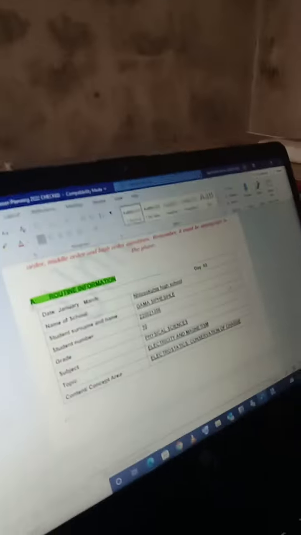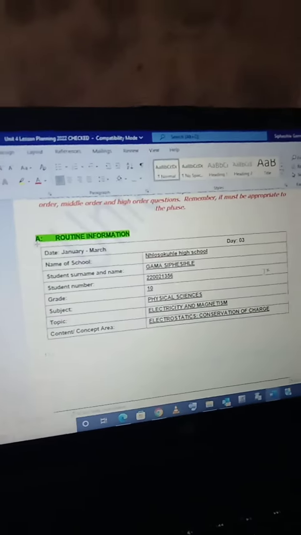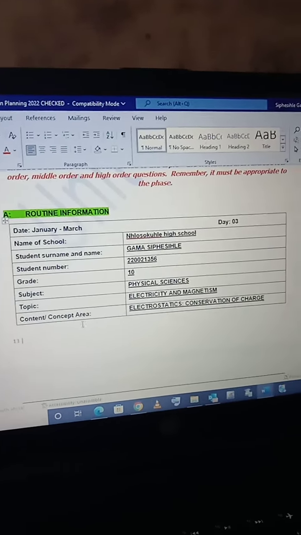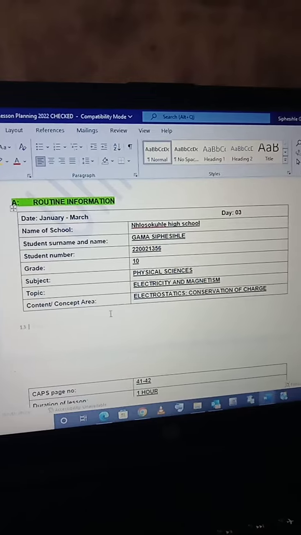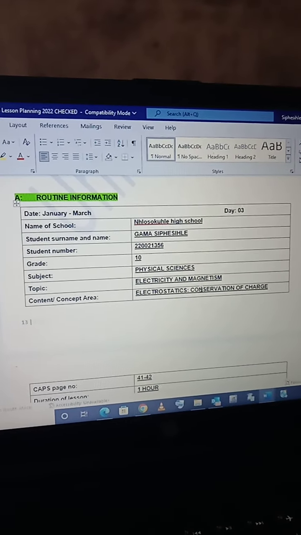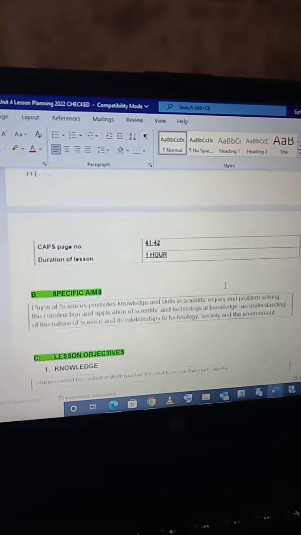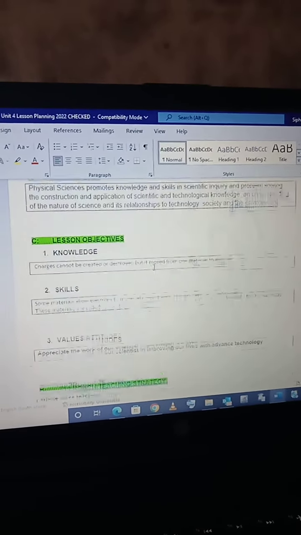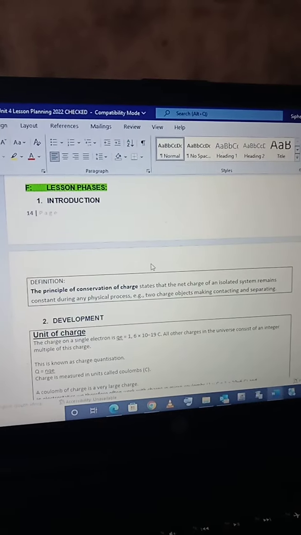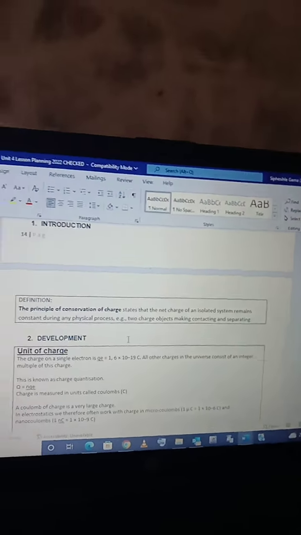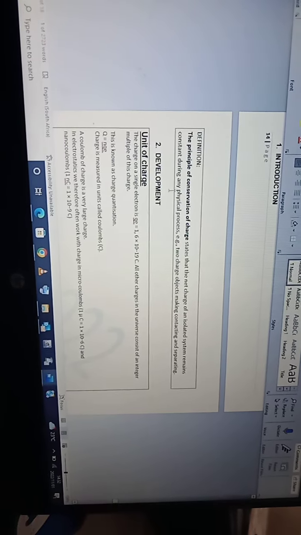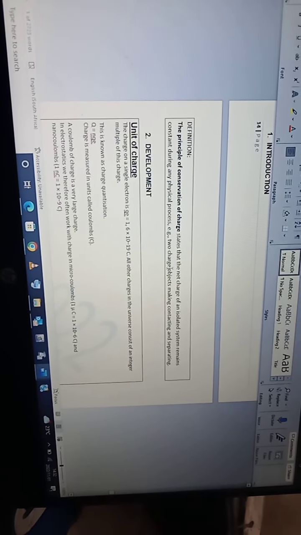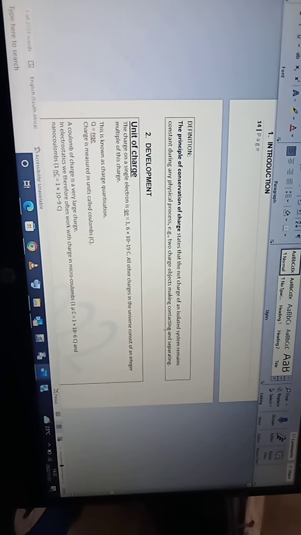Now we're going to be talking about electricity and magnetism, and the concept is electrostatics under conservation of charge. The CAPS document page is 41, and the lesson duration is 1 hour. I'm going to go through the definition of the principle of conservation of charge. The principle states that the net charge of an isolated system remains constant during any physical process, for example two charged objects making contact and separating.